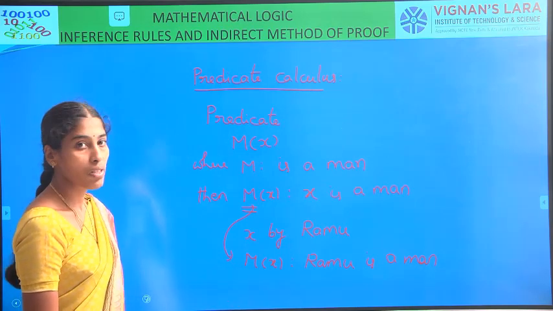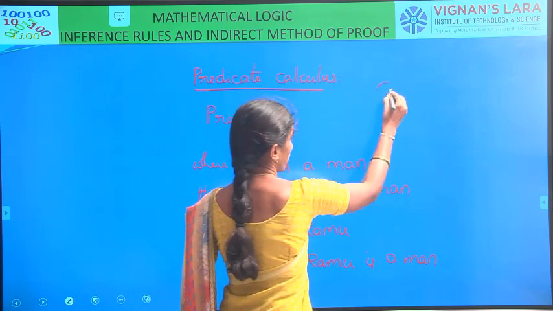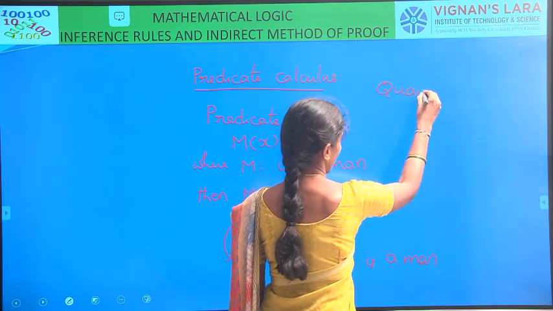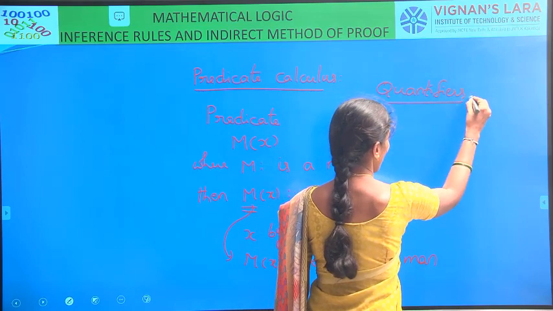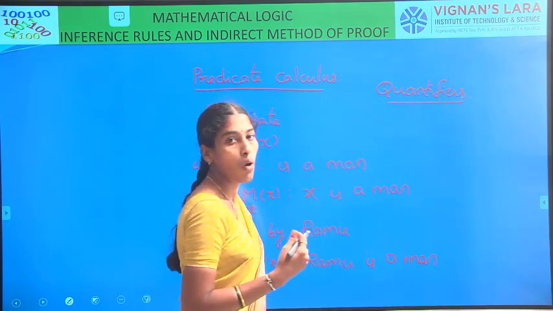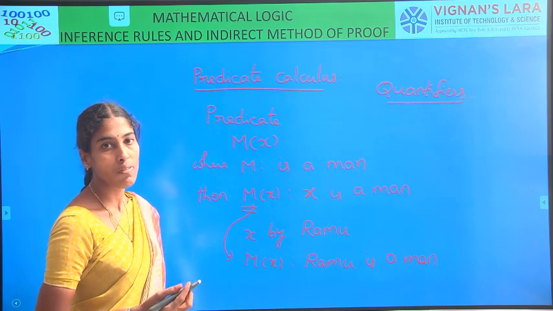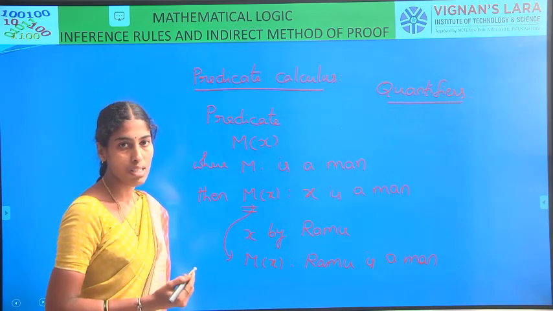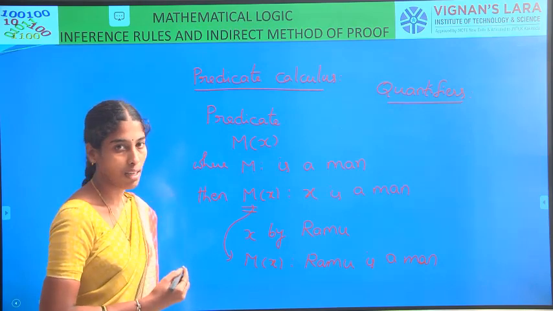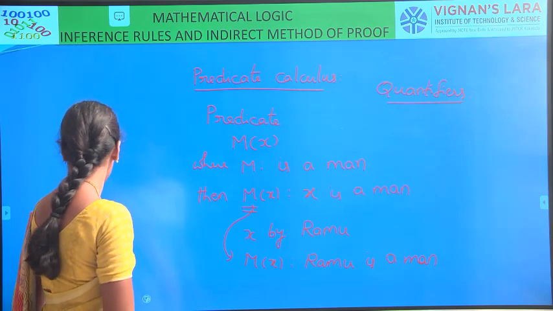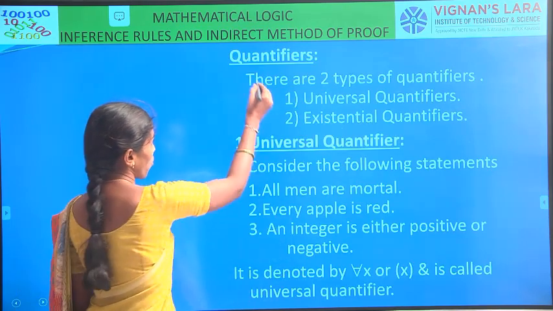In this class, we will see quantifiers. How many quantifiers are there, and how can we represent those quantifiers in terms of symbols? Next, we will see problems on these quantifiers in this class. Right. What are the quantifiers?